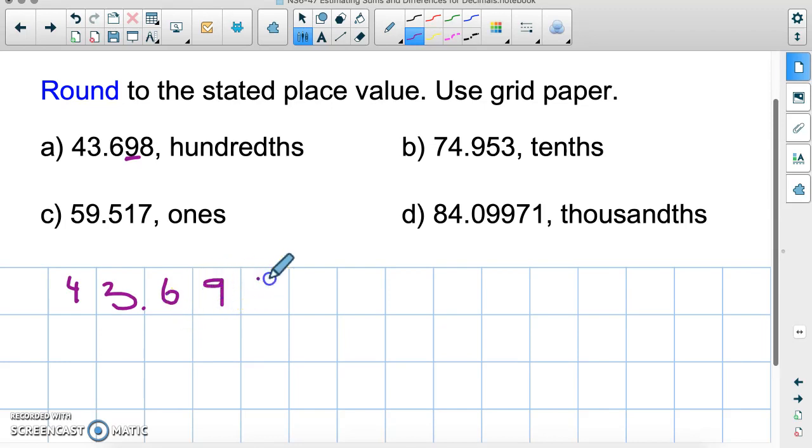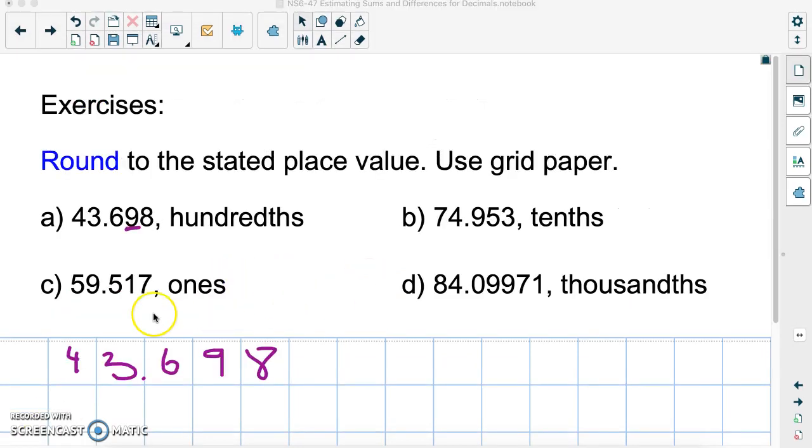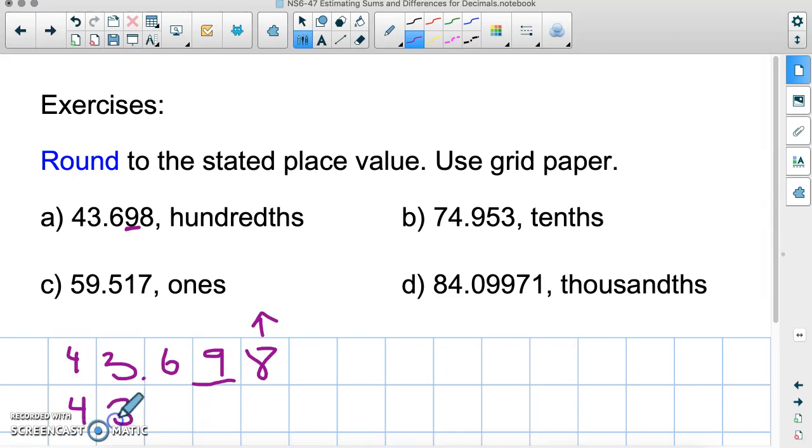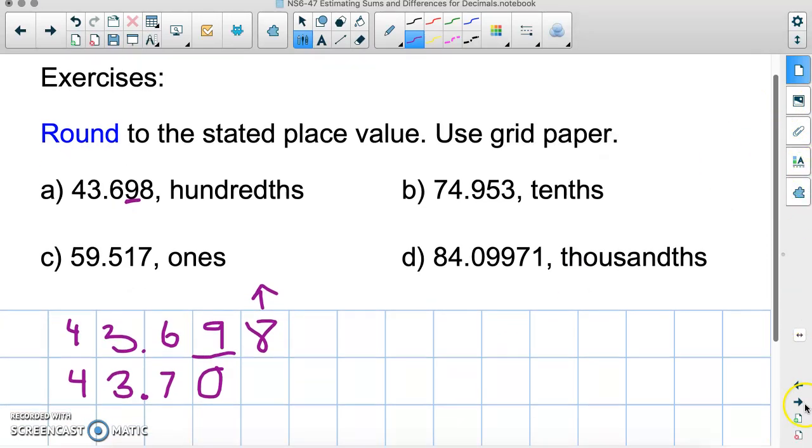43.698. I'm rounding 43.698 to the nearest hundredths. I'm going to underline the digit in the hundredths place, which is the 9. Look to the digit to the right, which is 8. That's telling us to go up. So I'm going to then round to 43 decimal. This 9 is going to round up. This has to then become a 7. So 43.70. I want you to give B, C, D a try on your own, and then you're going to resume your screencast.